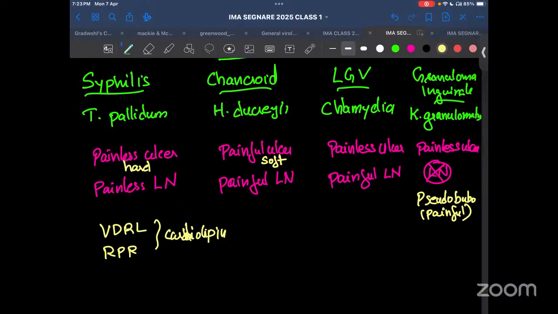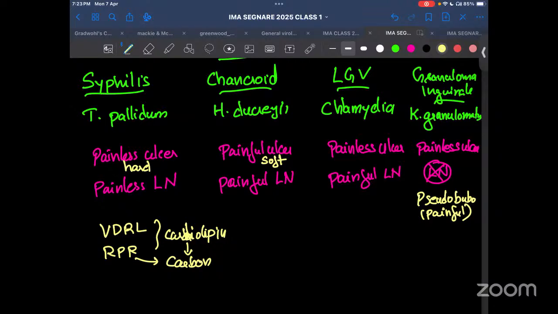Now, VDRL, we have to use a slide, and it is a slide flocculation test, and we have to use a microscope. In RPR also we are using cardiolipin, but cardiolipin is bound to carbon particle in RPR, so that we can see it with our naked eye. So these are non-specific tests because we use another antigen for detecting the antibodies.